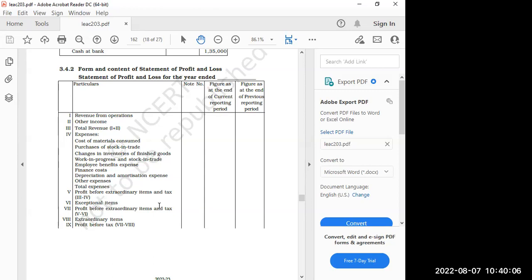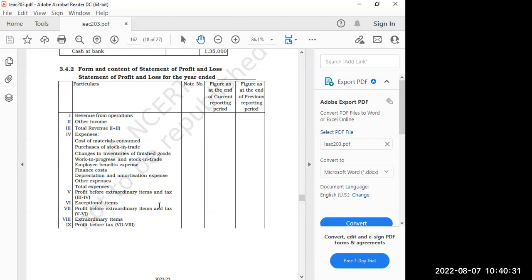Other income: other than sales income, if any income is there, you have to bring it here. Interest received, rent received, everything comes under other income. If you add these two, you will get total revenue: revenue from operation plus other income. Total it. The third one you will arrive at: 1 plus 2 is equal to 3.